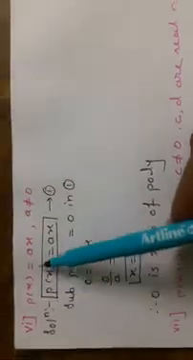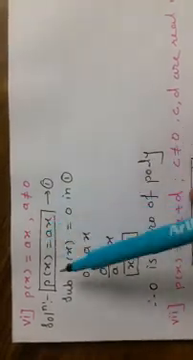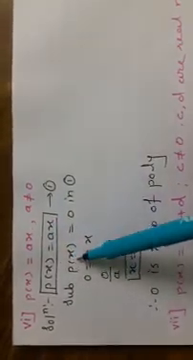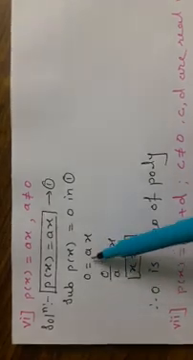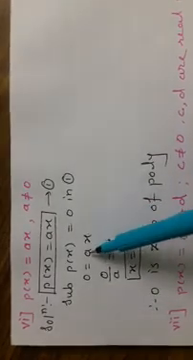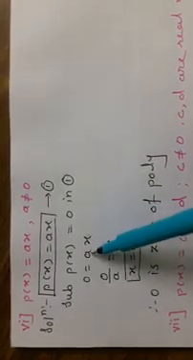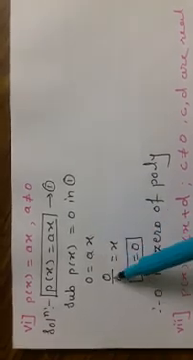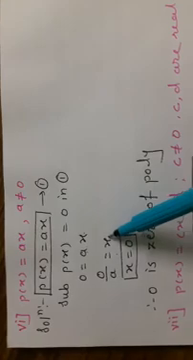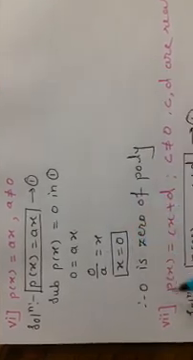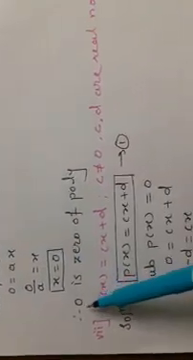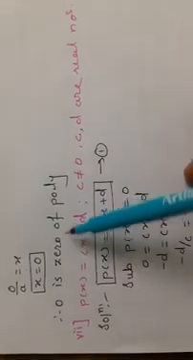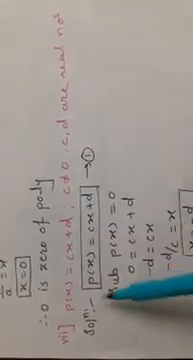Sixth problem, p of x is equal to a into x. So again here we will substitute p of x is equal to 0. 0 is equal to a into x. We have to find the value of x. So we don't want the a multiplied by x. So we will shift here, 0 by a is equal to x. x is equal to 0. Again here also we got 0 is the 0 of the polynomial.